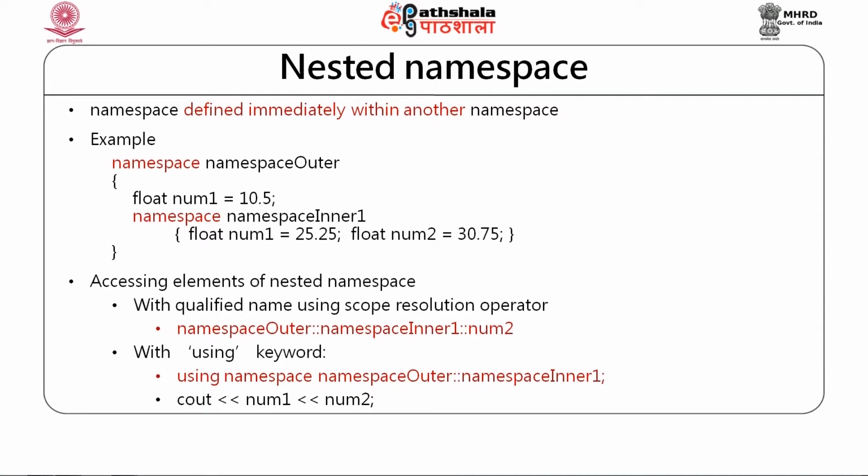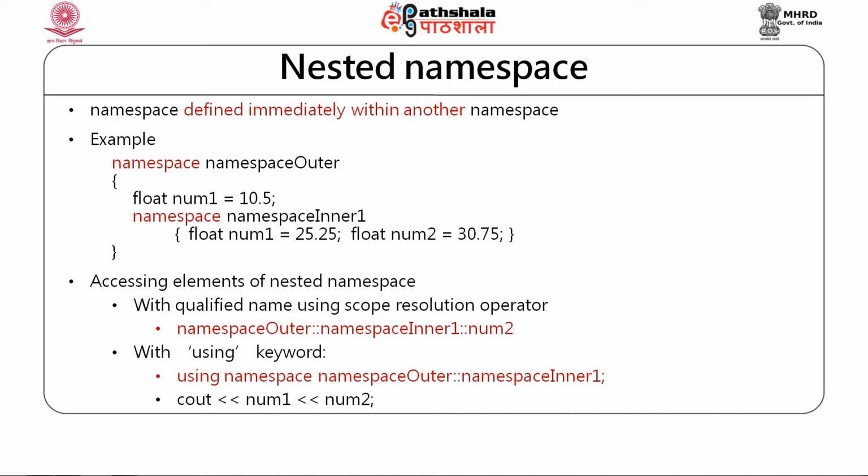Okay. Namespace can also be nested. That means, you can nest one namespace into another, but in this case the namespace needs to be defined immediately in another namespace. See this example, namespace outer, the name is given just for better understanding. Now, in the outer namespace we have declared one variable which is num1, and within that we are defining another namespace which is named as namespace inner1, again for better understanding, and it has 2 items, float num1 and float num2.